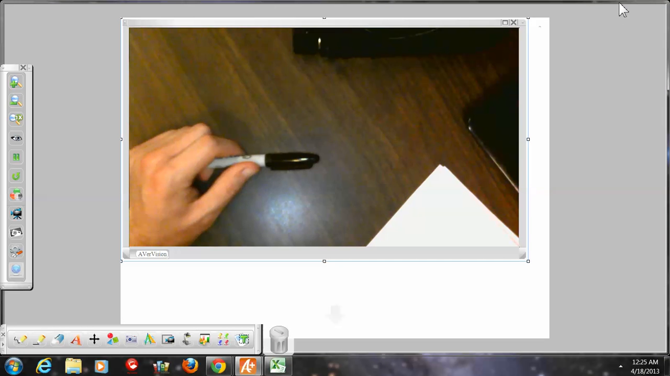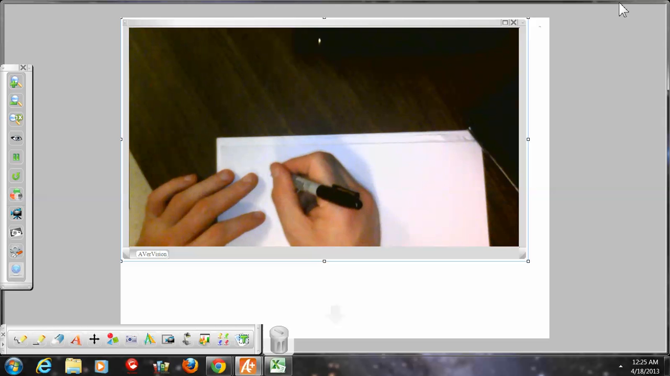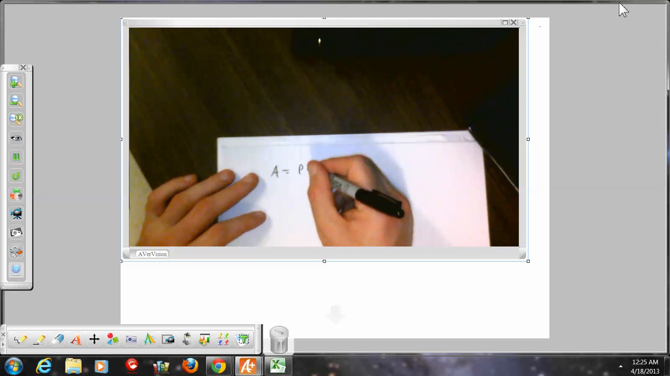Now for the continuous compounding, we're going to use the formula A is equal to P times e to the RT.